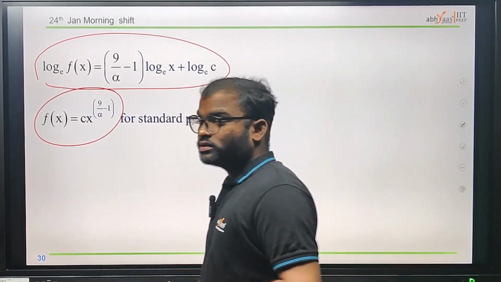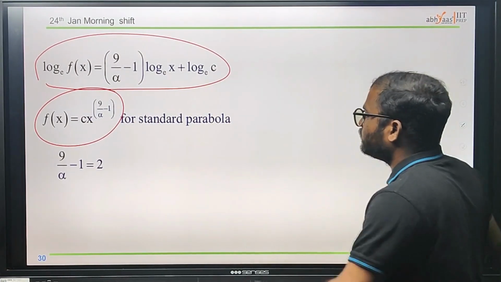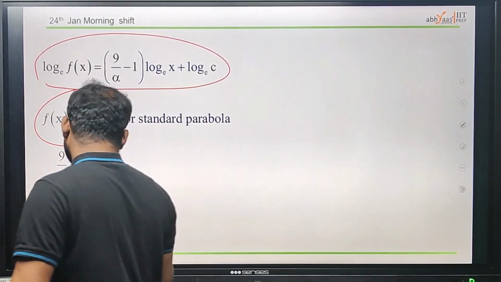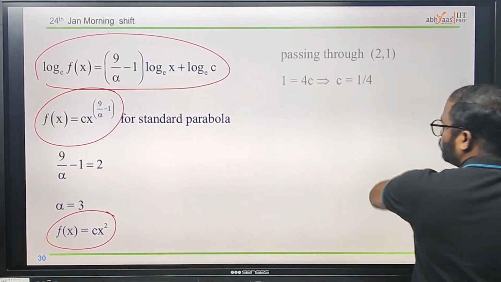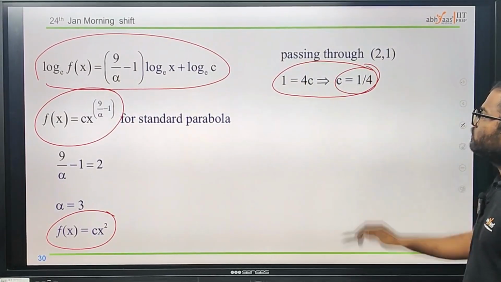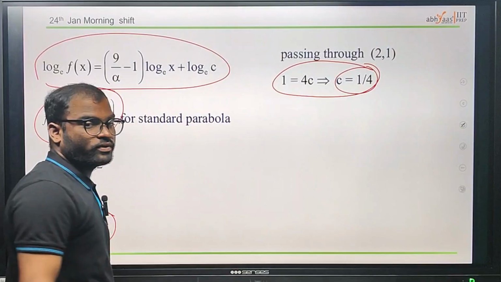Now we need to use the values of the given function. Using the given function we will get 9 alpha value as 3, and now we got f of x as cx square. Now they have given another point, 2, 1. By using 2, 1 we can easily substitute, and we will get c is equal to 1 by 4. Therefore the function we got is f of x is equal to x square by 4.